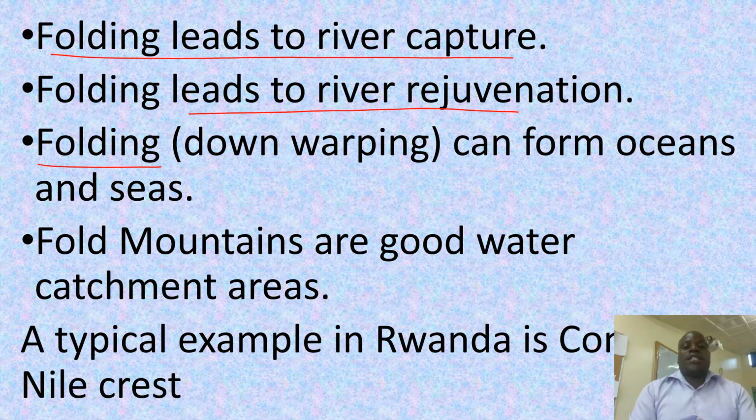Folding, especially downwarping, can form oceans and seas. Fold mountains are good water catchment areas. They are sources of rivers, and a good example is in Rwanda, Congo, Nile crest, where most of the rivers originate and flow eastwards. And these rivers provide water for home use, that is domestic use, and maybe industrial purposes.